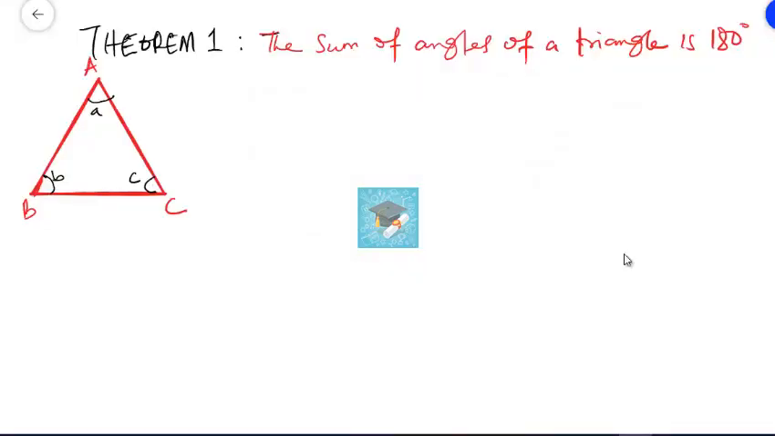Using our previous knowledge of mathematical statements, which we just covered: vertically opposite angles are equal, alternate angles are equal, corresponding angles are equal, and also with the definition of the angles we have, we are now going to look at some theorems.